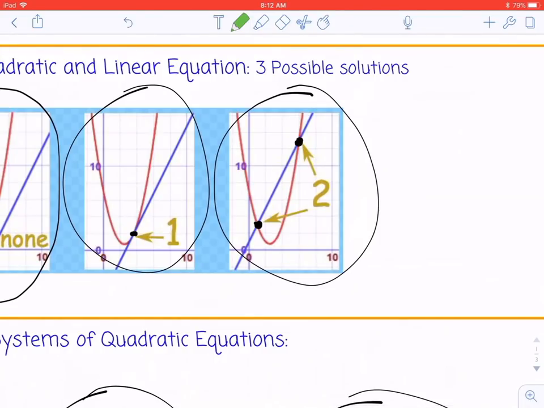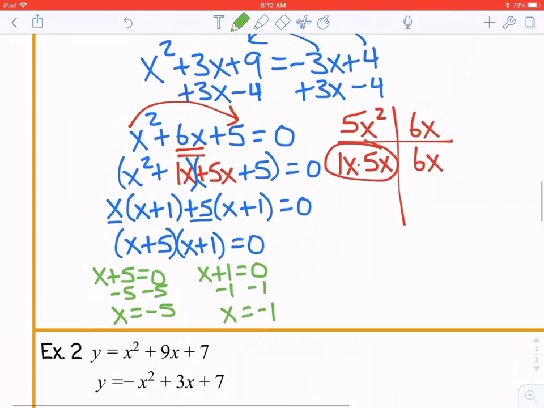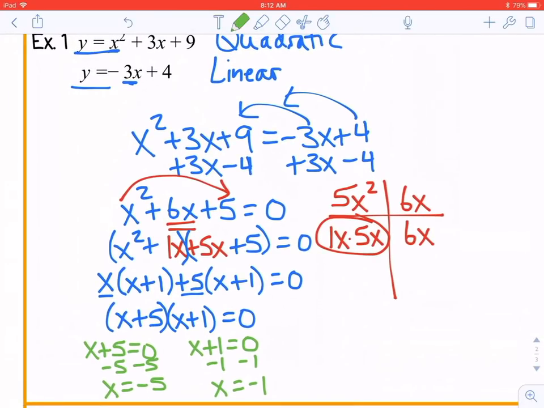So it's kind of like this example. They touch twice, but we need to figure out what would be the y coordinate of those points, because remember, points have an x and a y coordinate, and we only have x's so far, so we need to plug those back into one of the original equations.